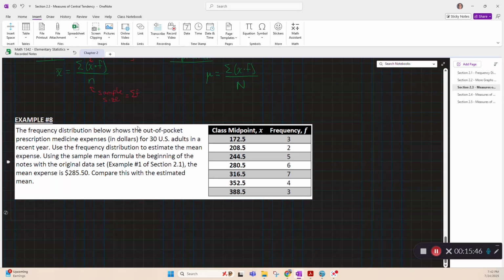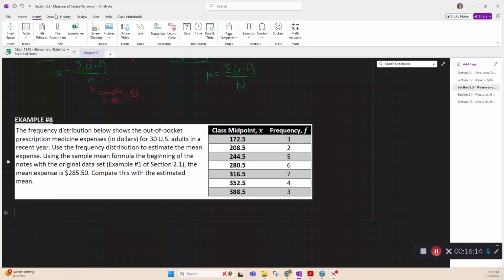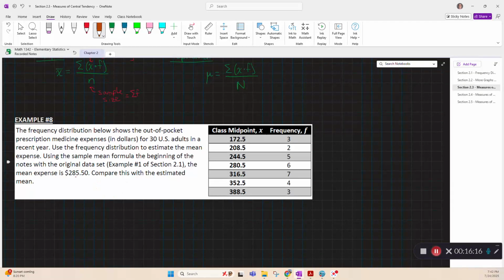The frequency distribution shows the out-of-pocket prescription expenses in dollars for 30 U.S. adults in a recent year. Use the frequency distribution to estimate the mean expense. Using the sample mean formula from the beginning of the notes with the original data set, the mean expense is $285.50. Compare this with the estimated mean. Okay. That's a lot. Basically, what this is saying is this piece right here is the actual X bar.